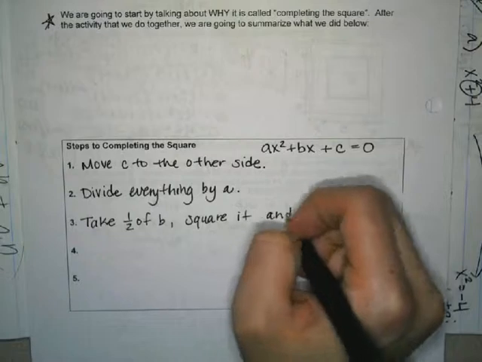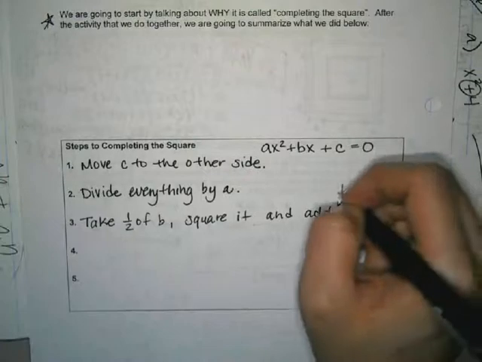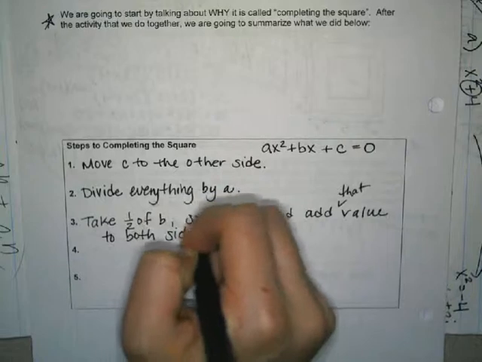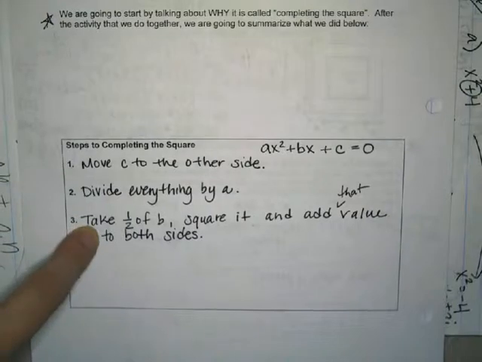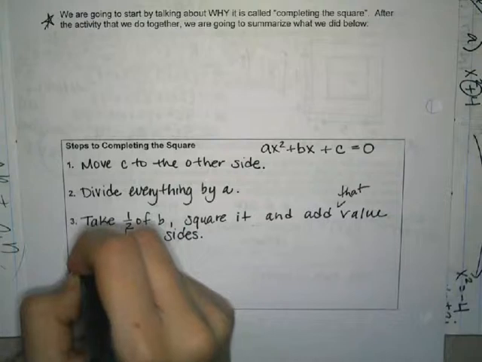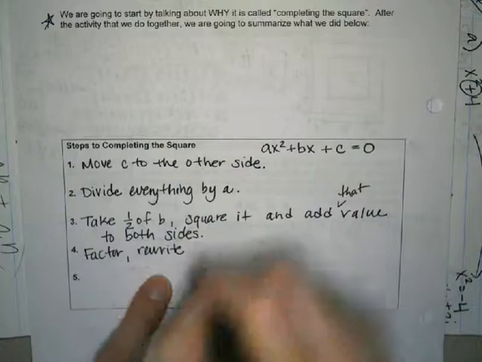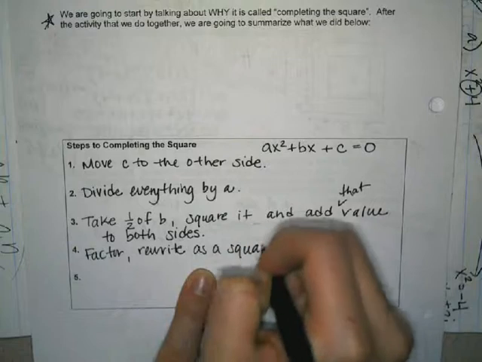You're going to take half of B, square it, and whatever that value is, you're going to add it to both sides. What this allows you to do is factor. So we can factor. When you factor, you'll notice the parentheses always end up being the same, so we can rewrite it as a squared binomial.